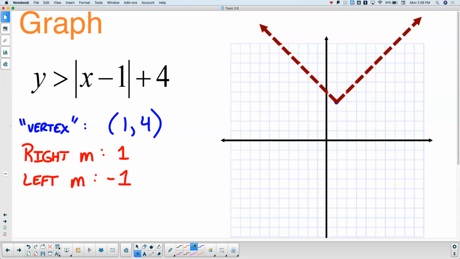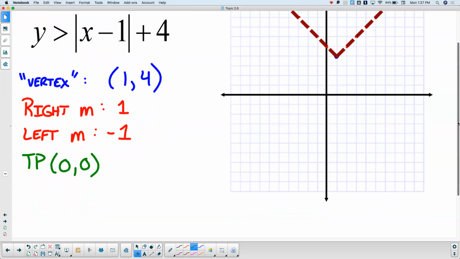Now what do we do? Pick a test point. What test point you want to pick? 0, 0. Okay, I love it. Love the origin. Anytime we can use the origin, for sure, let's use it. So I'm going to plug 0, 0 back into my original equation. If I get a true test point, I would shade outside the absolute value. If I get a false, I'm going to shade inside the absolute value.